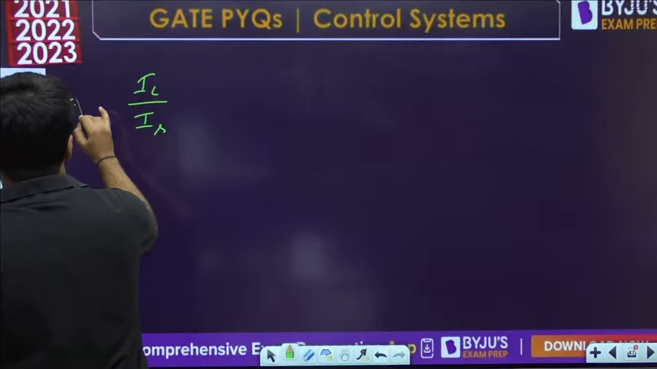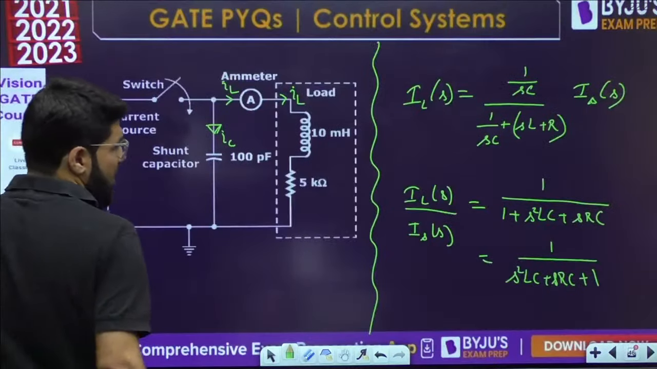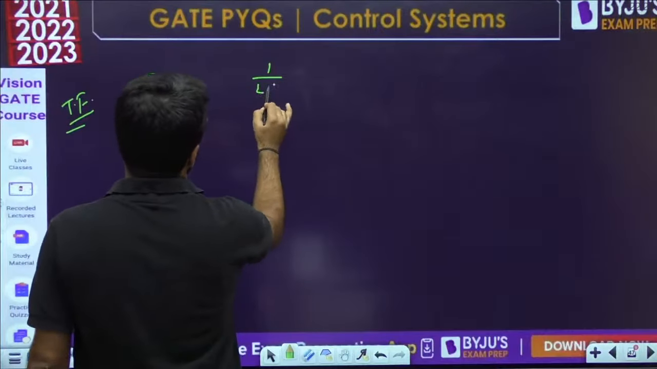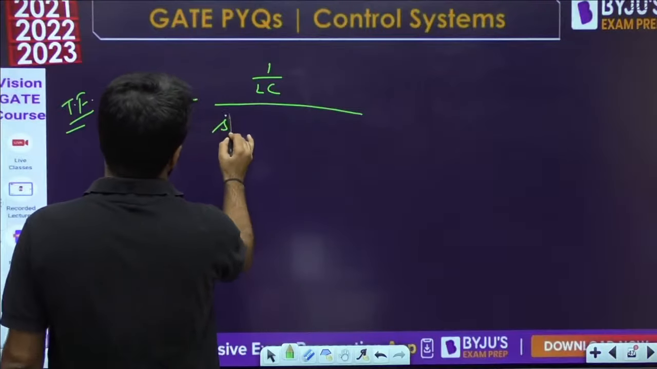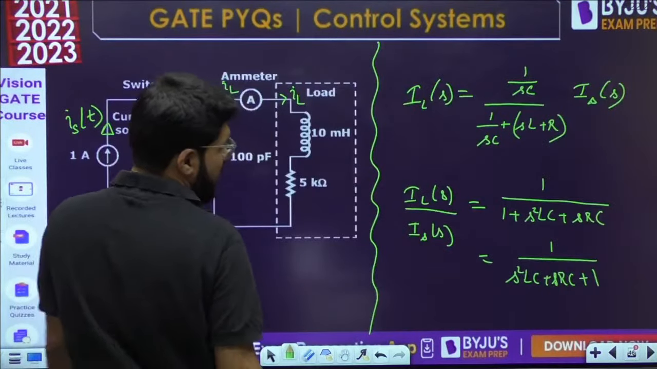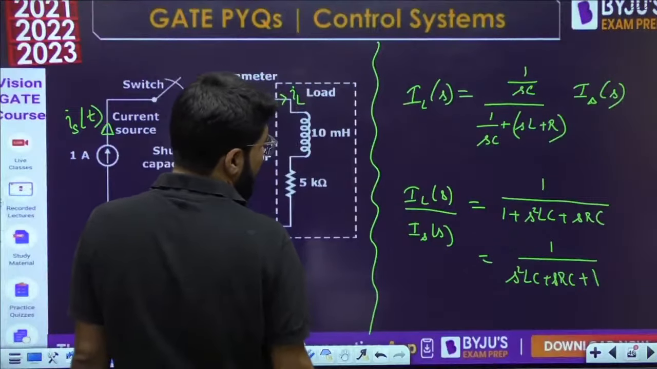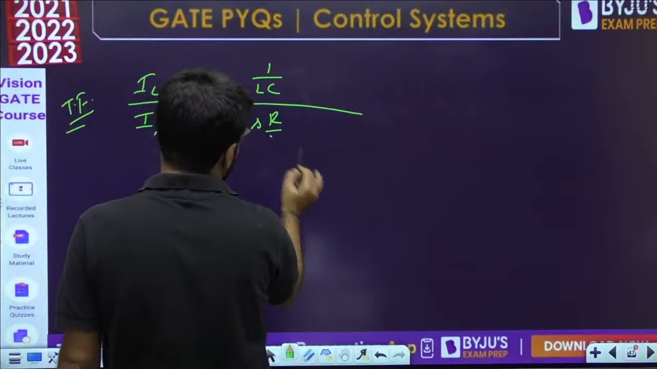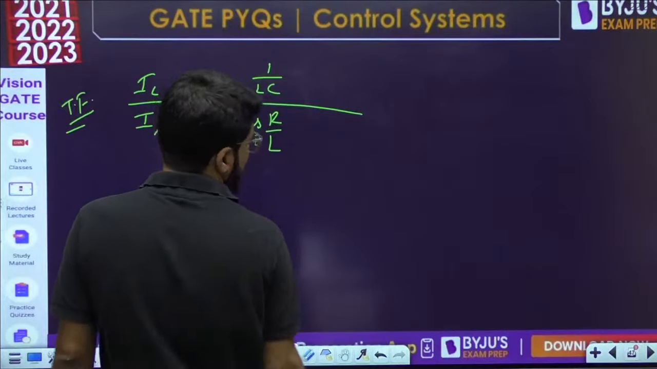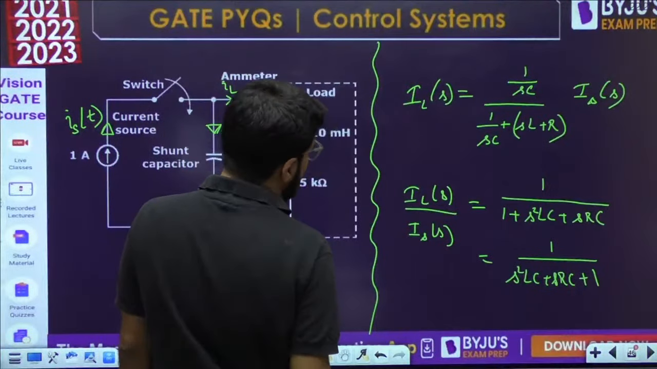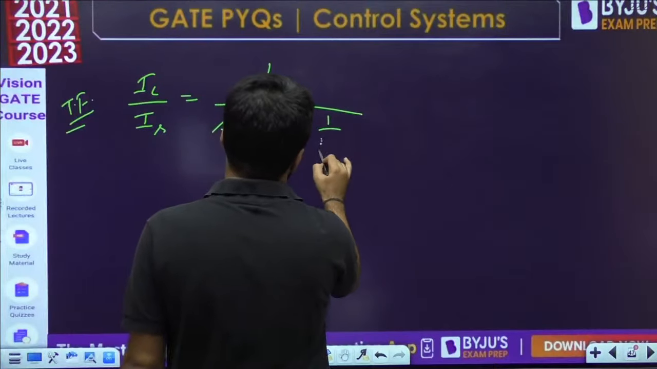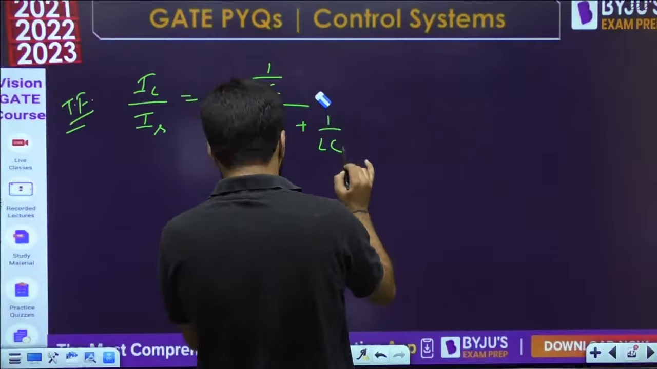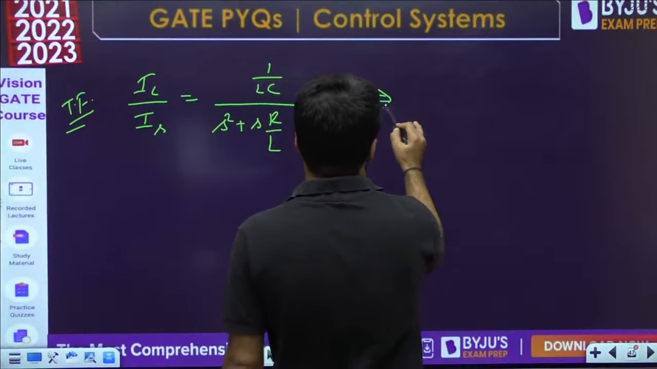IL divided by IS, and that is what is your transfer function here. IL divided by IS, and that is going to be 1 upon LC, because the standard format starts with S square. Okay, the standard characteristic equation. So divided by LC. Okay, so that will be S R by L, plus 1 by LC. And now it is in the standard prototype model as well.